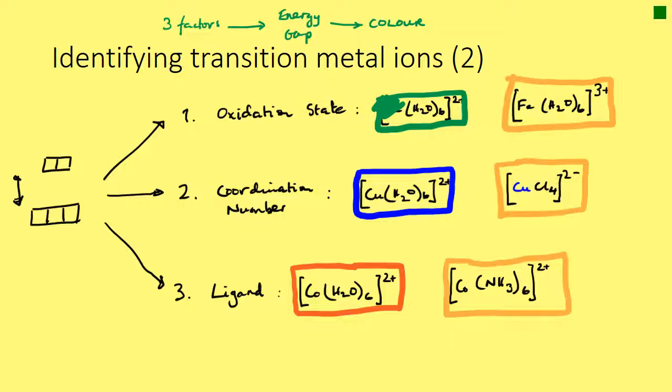So let's draw a blue box around that one. However, if the coordination number of a copper complex was changed to 4, so there would be, in this case, 4 chloride ligands, and it happens to have a charge of 2-, then the coordination number is 4, and the colour of this complex is yellow.